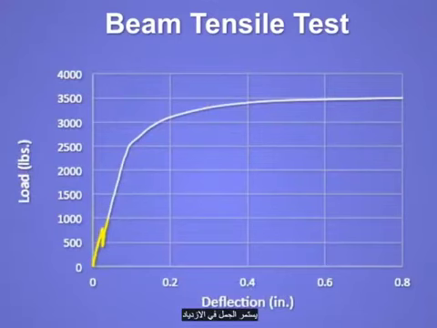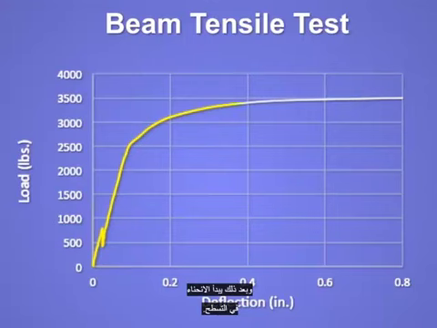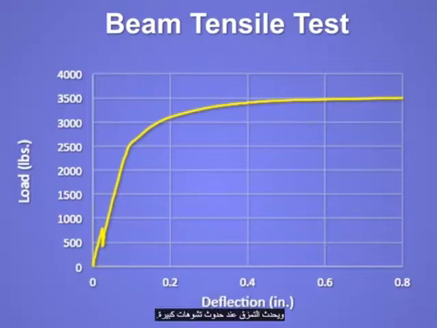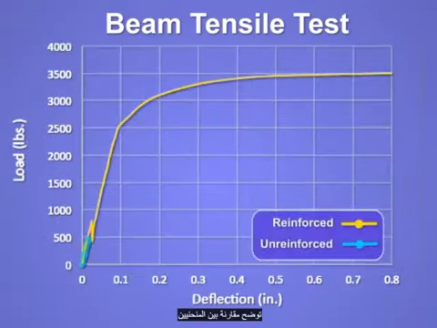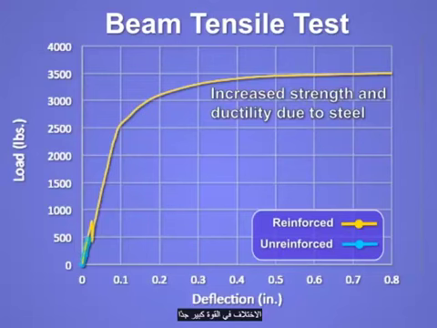The load continues to increase until the steel begins to yield, after which the curve begins to flatten. Because steel is very ductile and strain hardens, failure occurs at large deformations. A comparison of the two curves shows the dramatic difference in performance. The difference in strength is very large, but it should be noted that this is related to the area of steel used.